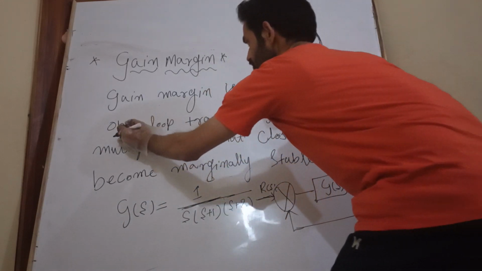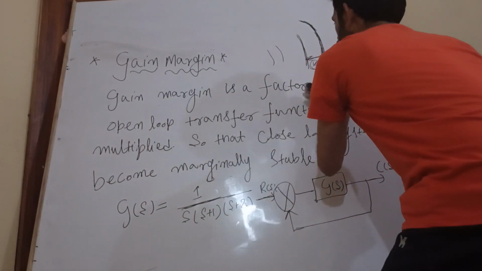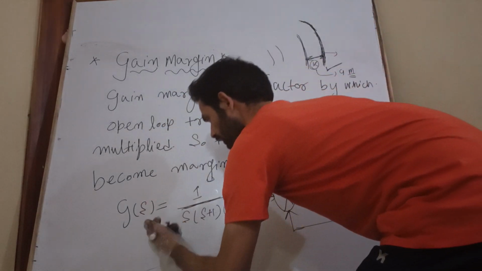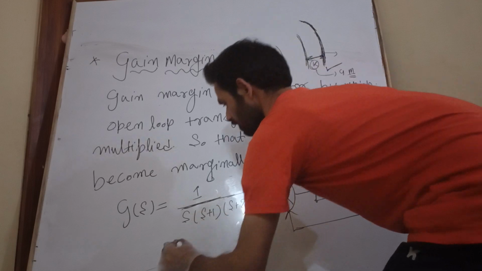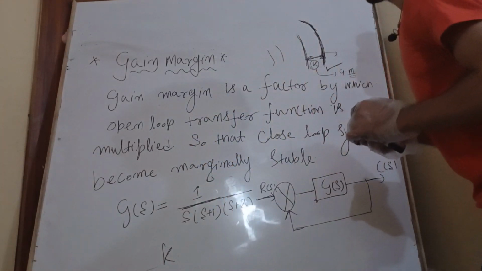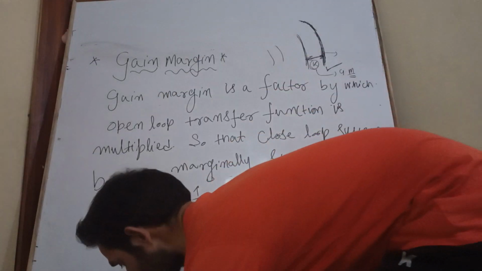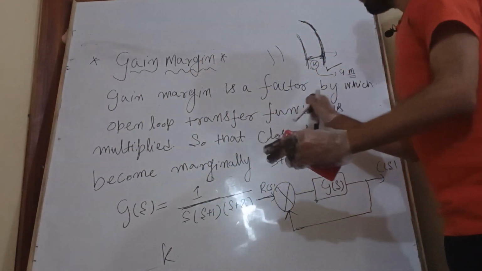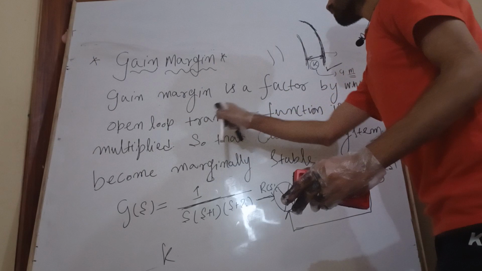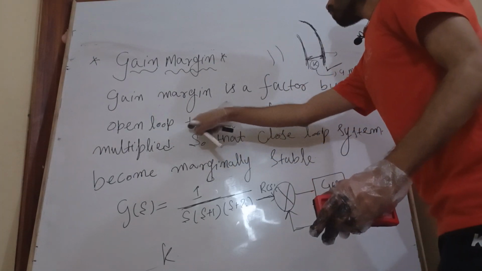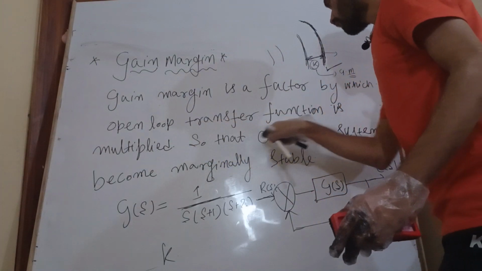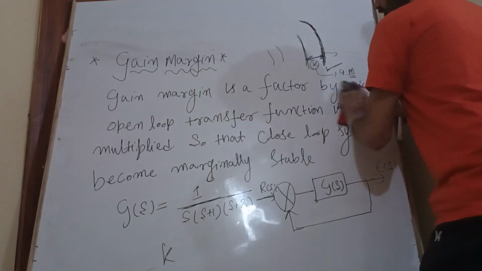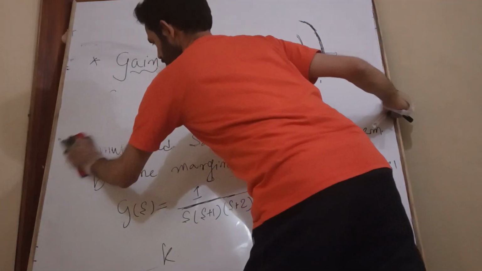As per the definition, the gain margin is a factor, let's say the k factor. First, let me remove this. The definition of gain margin is a factor by which we multiply the open loop transfer function so that the closed loop system will become marginally stable. So let's see here.